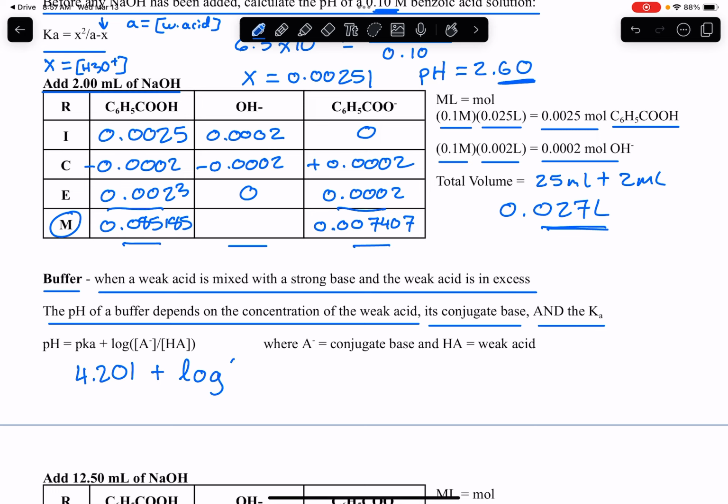We're going to add that to the log of the concentration of the conjugate base, which is this one, 0.007407. Note that this must be concentration. These brackets mean concentration. You cannot use moles. You have to use the concentration. The HA is our weak acid here.